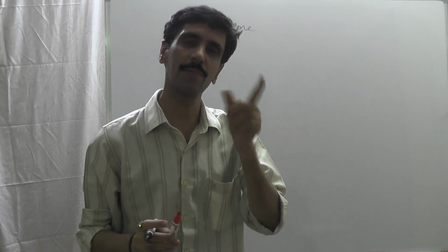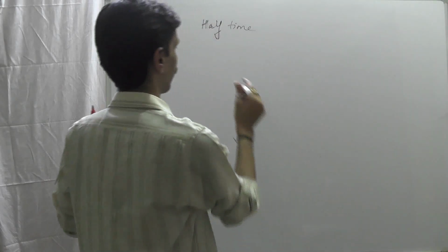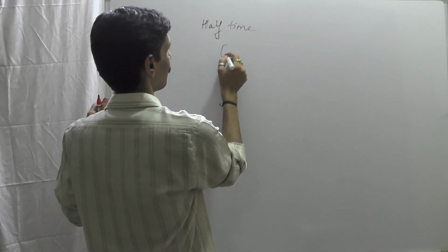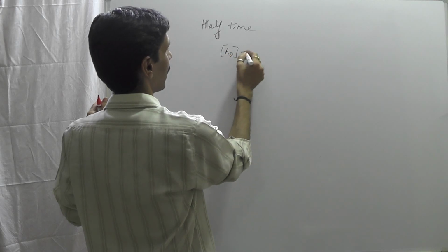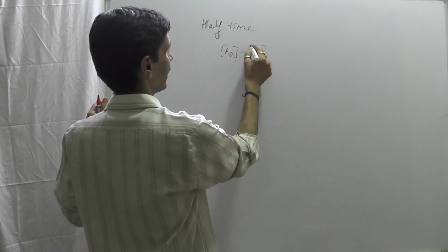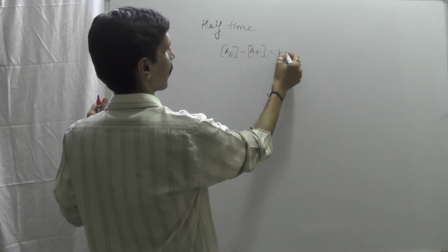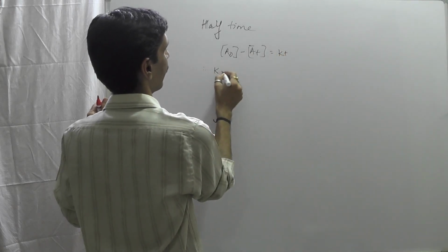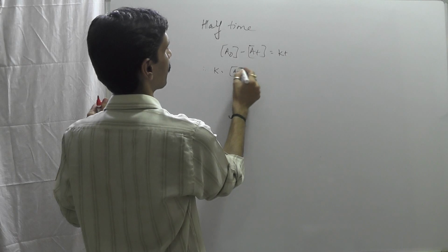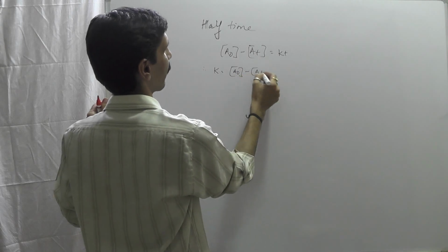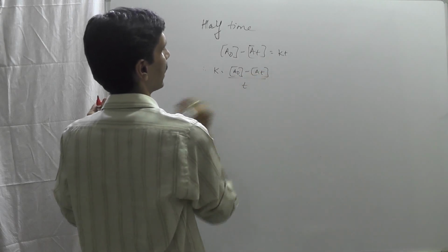Alright, तो अभी हम लोग consider करेंगे once again the same expression and that was A0 minus At, that is equal to kt. So therefore k will be equal to nothing but A0 minus At upon t.